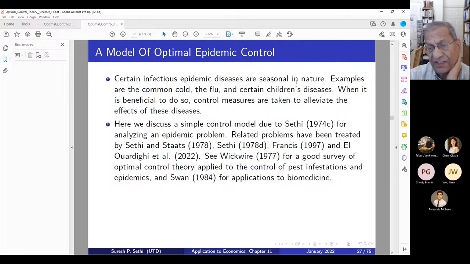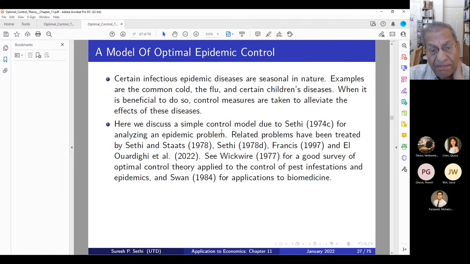Some infectious diseases are seasonal in nature, like common cold, flu, and whatever. And when it's beneficial to do so, control measures are taken to alleviate the effect of these diseases. This is a simple control model that I wrote in 1974. Related problems have been treated by me and others. We have recently a paper in 2022 that has been published in POM, Production and Operations Management. This is another model dealing with the recent pandemic. So this got accepted in time for this book to include this.